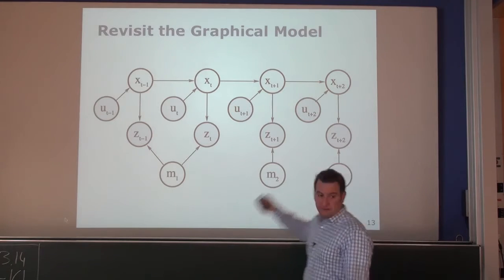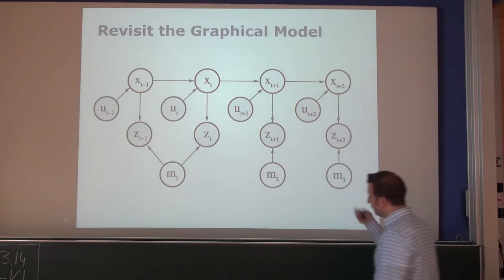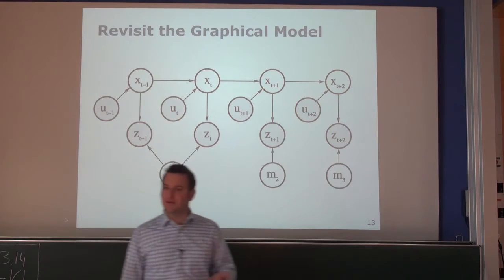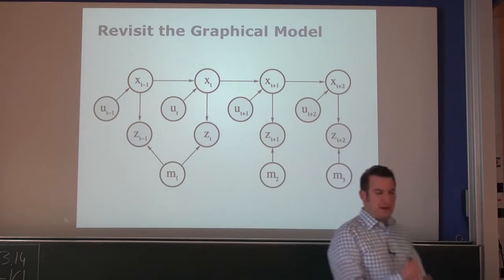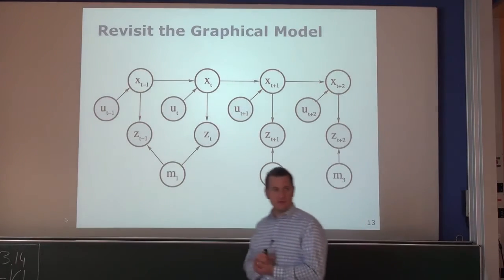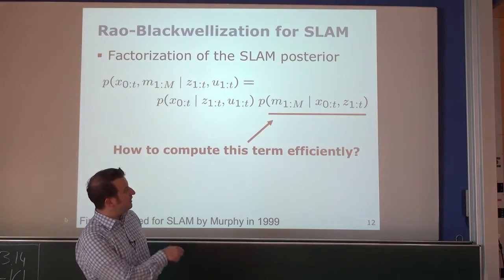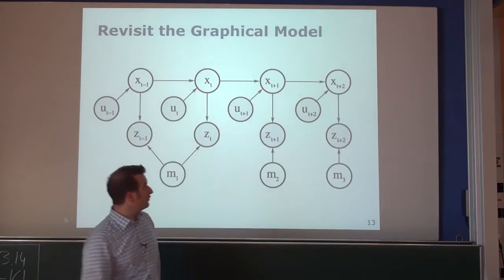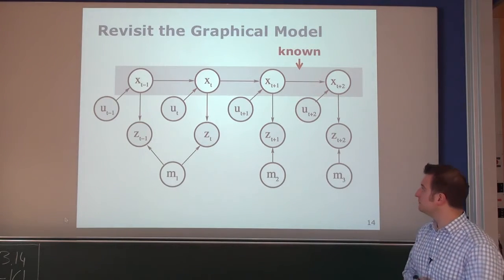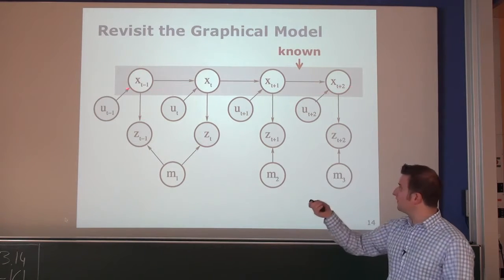And you can use these graphical models, in this case a Bayes network, to also express conditional independence of variables. If we now say we know the poses of the system, that's what we want to estimate over here, we assume that we know all the poses. So all these variables up here are known.